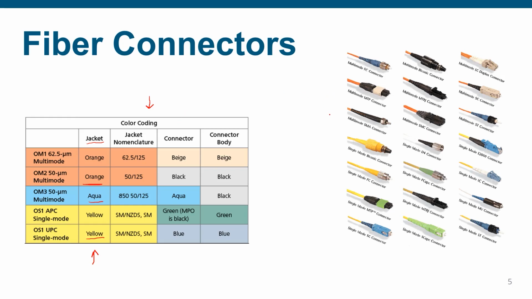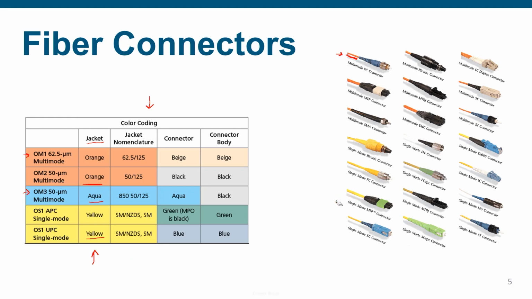Some examples of this on the right hand side: we see we have our orange jacketing here, and then down here we see we have our yellow jacketing. These are the multi-mode versus single mode. The difference between the aqua and the orange is going to be your OM1 or 2 versus OM3, and the difference you get in that is the distance that it's able to transmit.